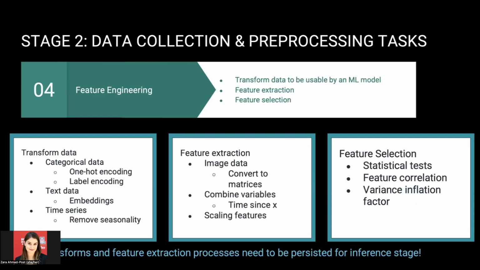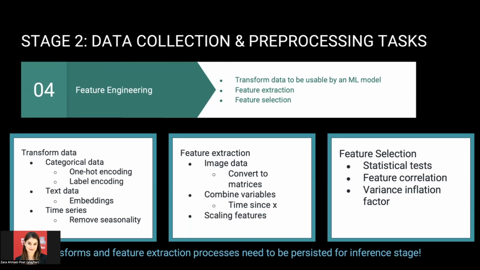Feature engineering is going to be a lot of different techniques, as I'm sure you're aware. So with categorical data, we might want to do one-hot encoding or label encoding. With textual data, we might want to create embeddings. For time series data, we might want to remove seasonality from that time series. And then we have our feature extraction.